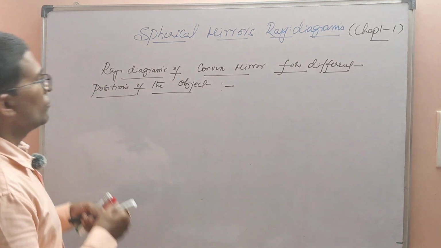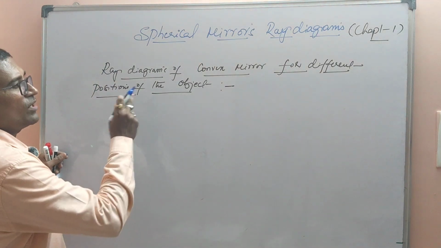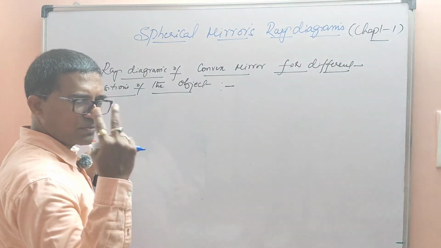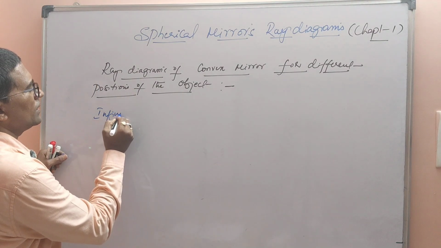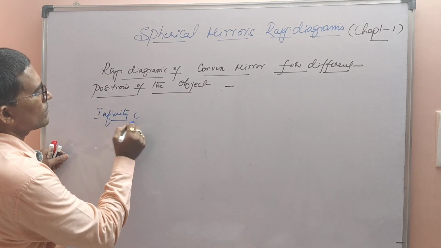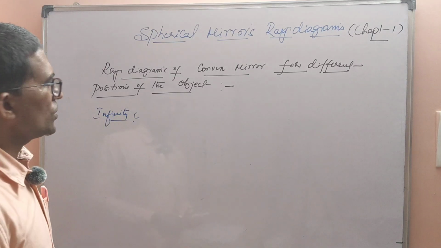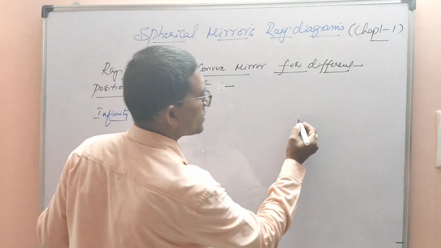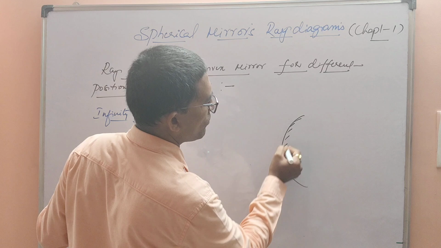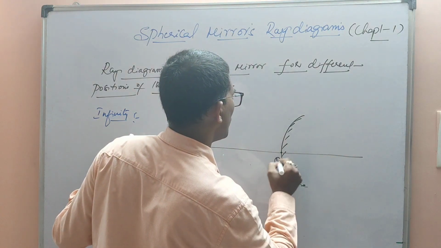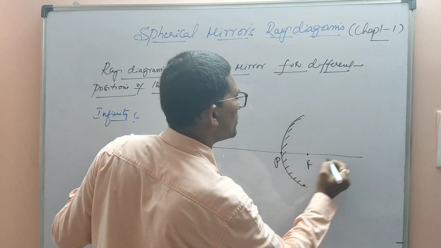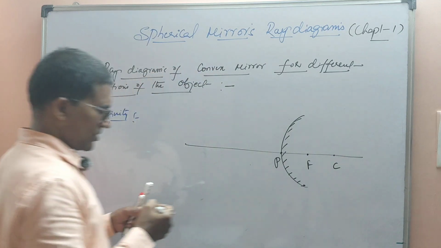Now we have only 2 ray diagrams for the positions of the object. The first position of the object is at infinity. Object is at infinite distance. Now this is a convex mirror, and for a convex mirror the pole is here, and the focus is in the mirror, and even the center of curvature.